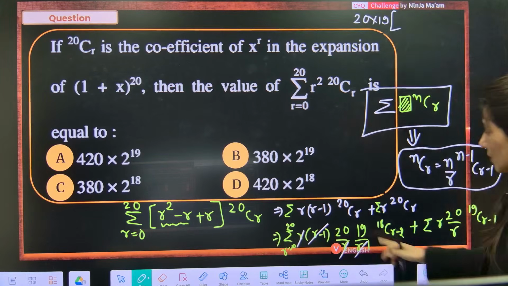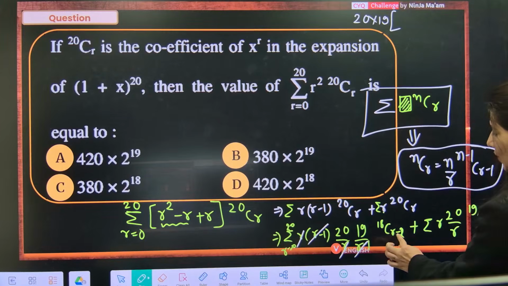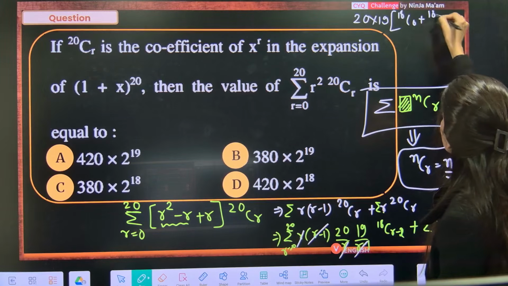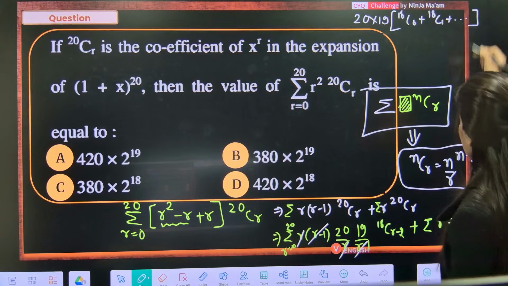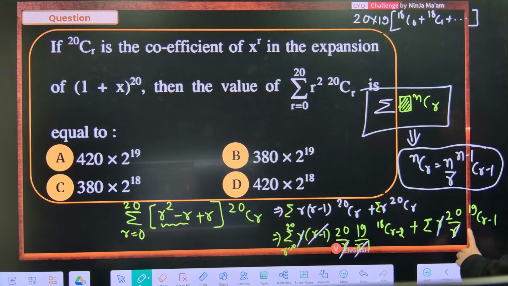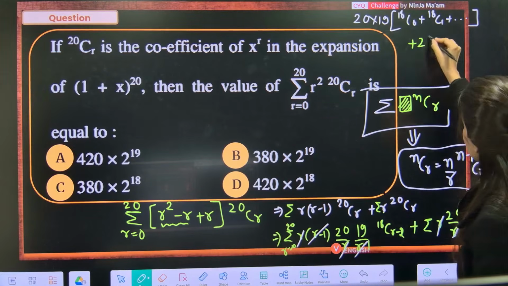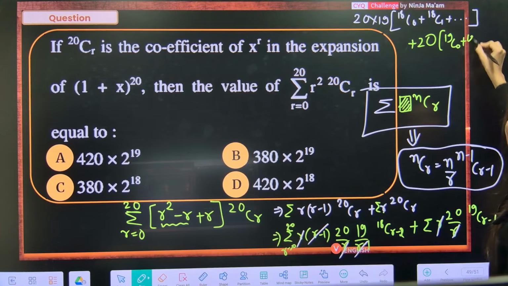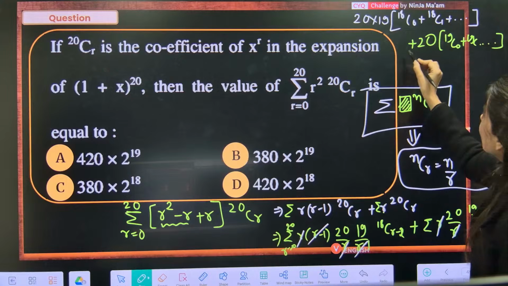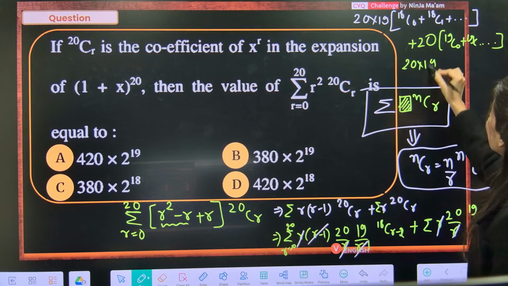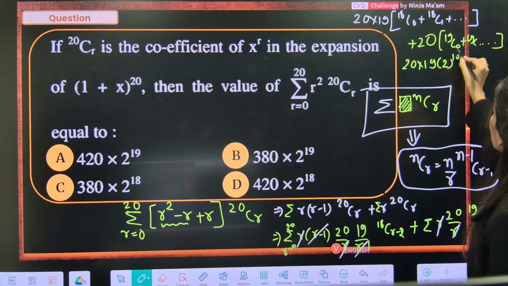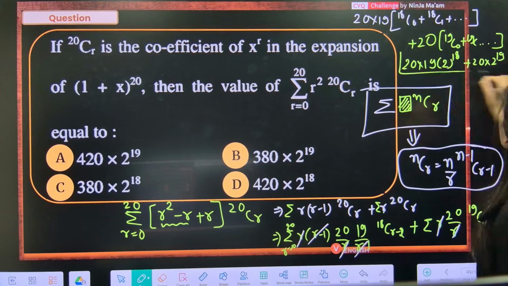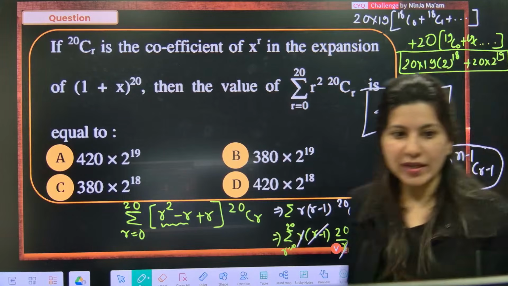And if you put r is equal to 2, here 18C0, 18C1, 18C2. So this is the kind of expression you are going to get. What about this? This is cancelled. 20 is coming out. So plus 20. And again you are going to put, so this is 19C0 plus 19C1 and so on. So the answer will be 20 into 19 into 2 power 18 plus 20 into 2 power 19. This is your answer. Okay?